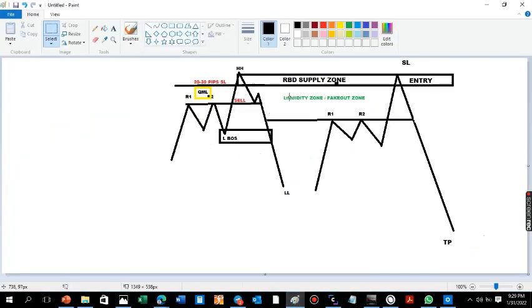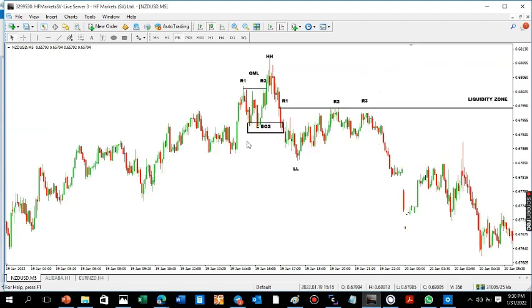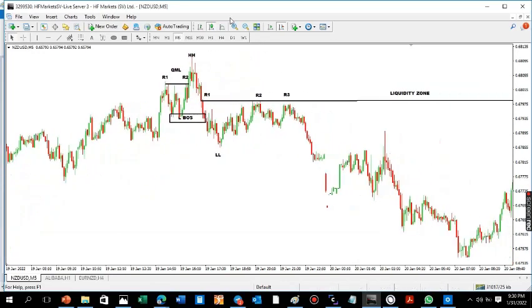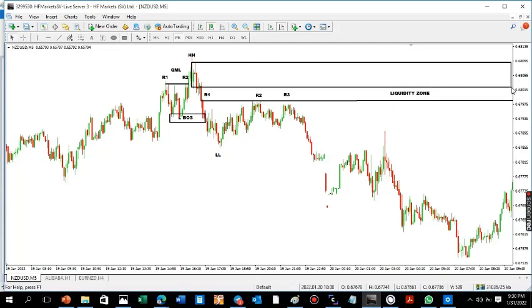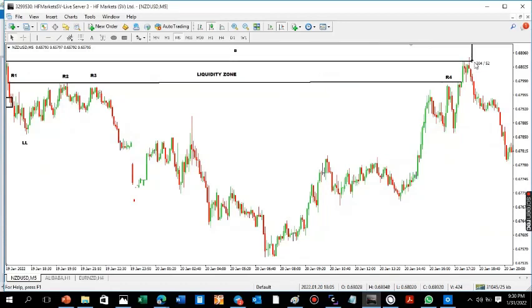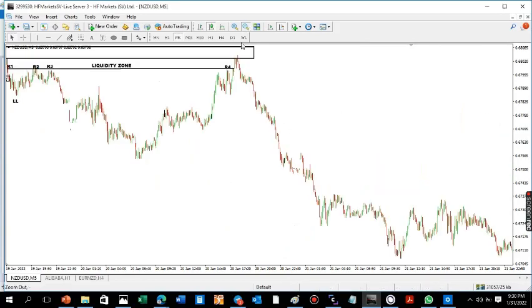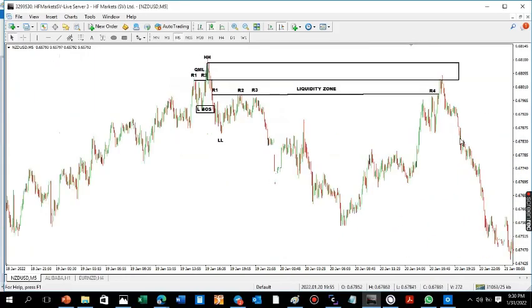Okay? So what happens is that, remember what we discussed? We have to wait for this level to be taken out, and then we enter right there. Okay? So look at this. This is a rally base drop. So we look for a level where we're going to sell from. Look for a fresh zone. So all this is our fresh zone. So we're going to extend this to the right side and see what happened.